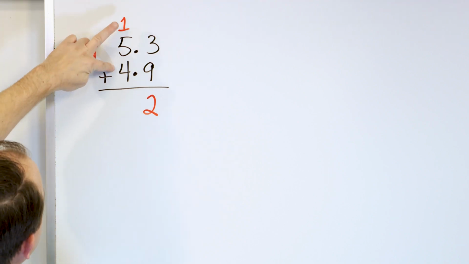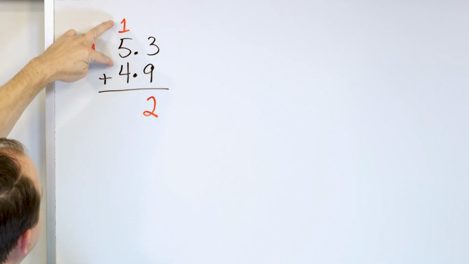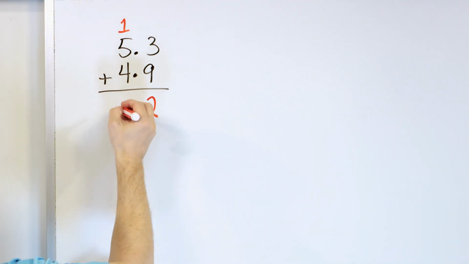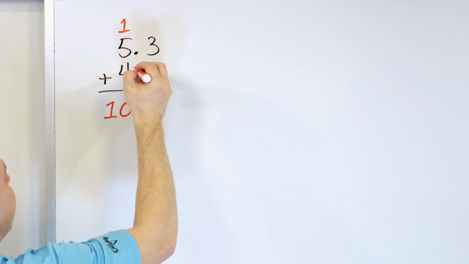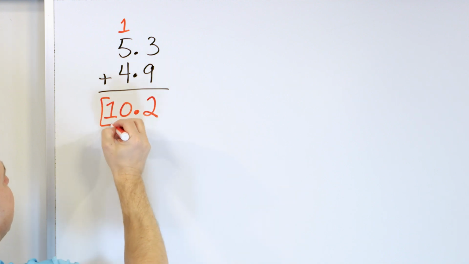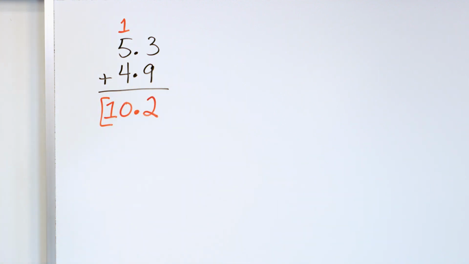Now, I know that the 4 and the 1 will make a 5, and then 5 plus this 5 will be 10. So there are no more columns. I just write the 10 down here, just like this, and the decimal falls right into place. So the answer is 10.2 is the final answer of adding those numbers together.